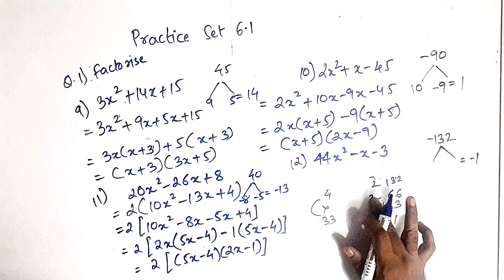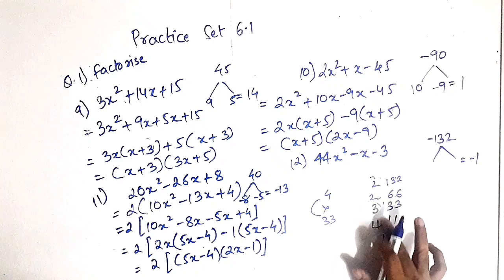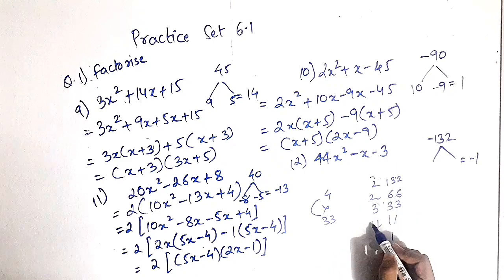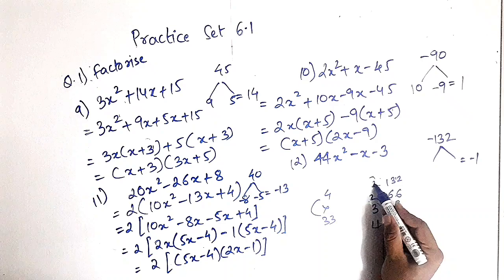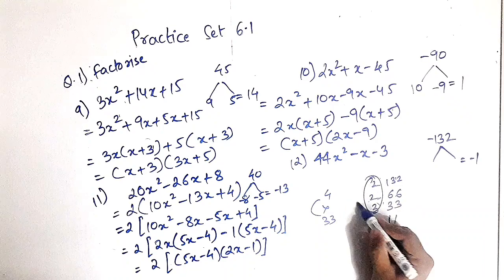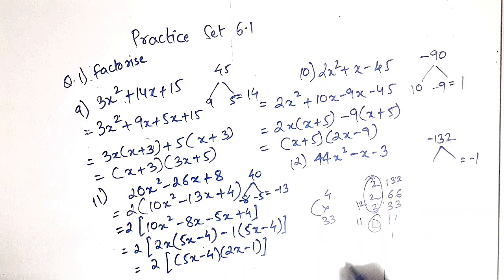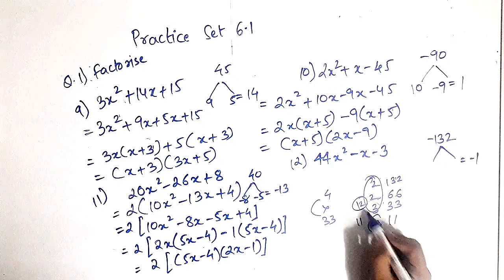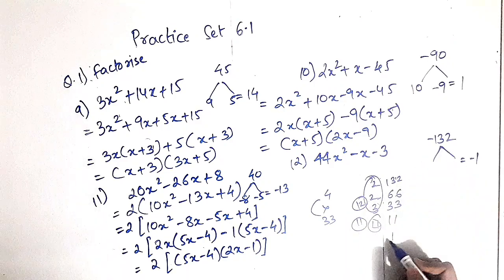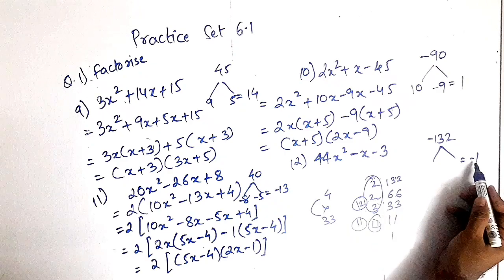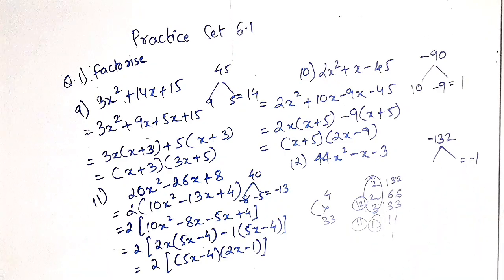So I'll make another pair. The boxes I have drawn are just to show you. Now I'll make this pair. 3 twos are 6, 6 twos are 12, and this as 11. Yes, I am getting 12 into 11, which is 132, and 12 minus 11 will give you minus 1. So minus 12 plus 1. This is how you will factorize this. This is how you will find the prime factors and make the groups.